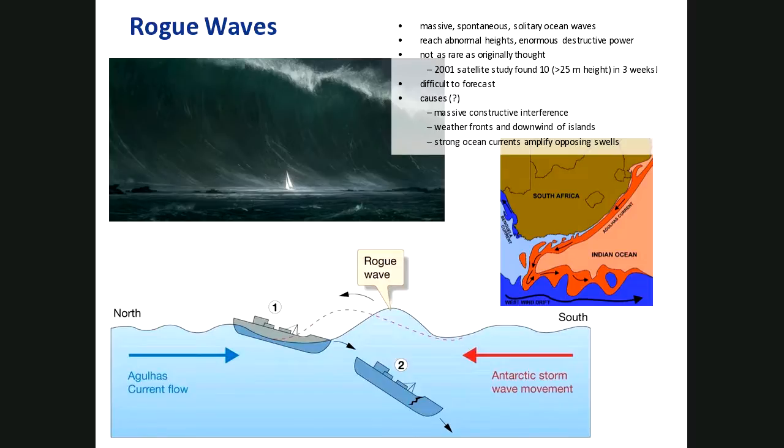They're hard to forecast. Causes can be things like constructive interference, weather fronts, and strong ocean currents that oppose each other. Here we are down the southern coast of South Africa again. This is the Atlantic Ocean and the Indian Ocean, and the two currents meet and run into one another. So along comes a ship moving along this current, and then here comes the Antarctic storm wave front, and they push together and cause this rogue wave to form. A ship doesn't have to be completely swamped, just the front part of the ship, enough to fill the holds, and the ship goes down.